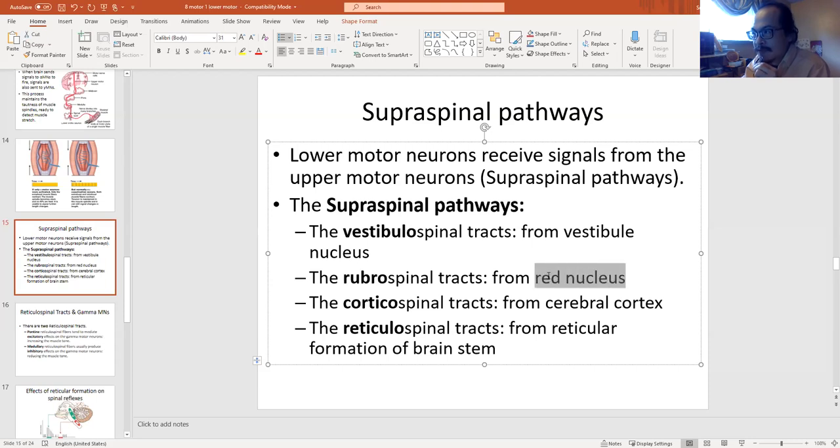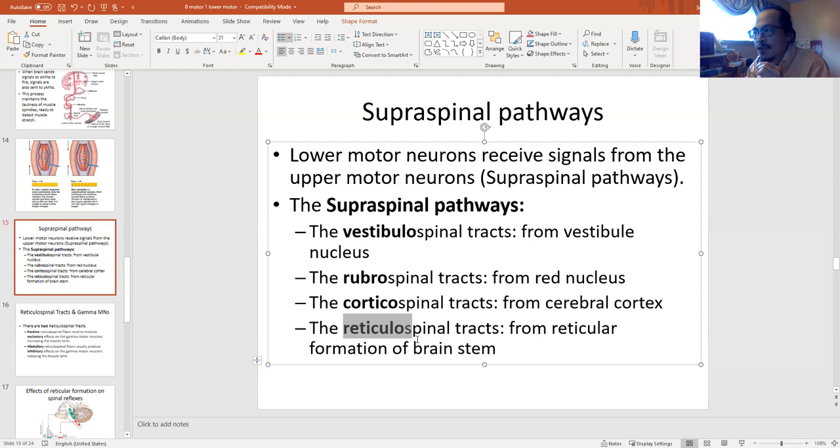We also have the rubral spinal tract from the red nucleus. This one receives signal from the cortex, so this is voluntary. The voluntary ones include this rubral and also the cortical spinal tracts. These two are basically the voluntary movement: cortical is the direct one, rubral is more like a support to the voluntary. This one is the body balance. Reticular is the one to control the muscle tone.